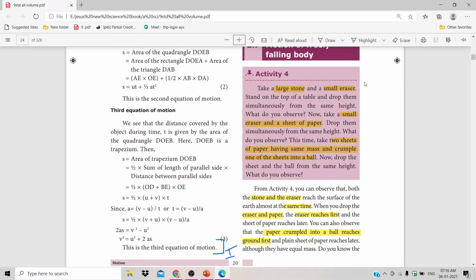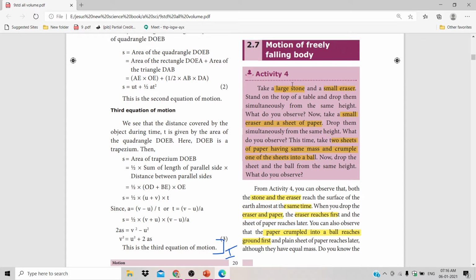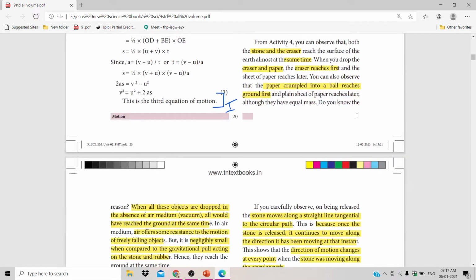So from the first activity, what do you think? Which one will reach the ground first? From the large stone and small eraser, both things will reach the ground at the same time, with only a second difference, isn't it? Yes. While seeing the small eraser as well as a sheet of paper, the small eraser will reach the ground first. And for the two sheets of paper, you need to think that the two sheets of paper are of the same weight, but one paper is crumpled, so the crumpled paper will reach the ground first when compared to the other paper. Why? That why we are going to learn from here.